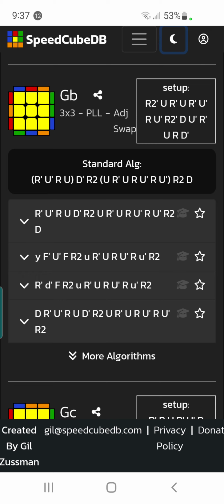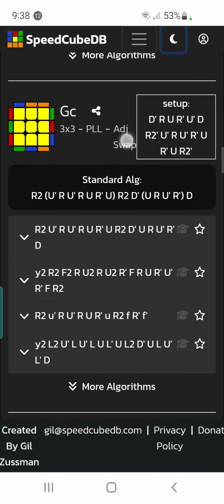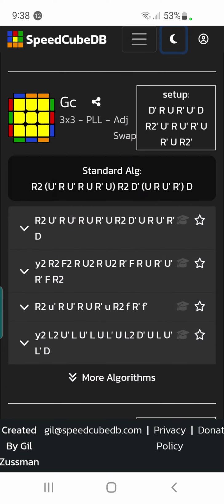Okay, so now do it again because there might be 4 GB perm algorithms to get the solved state. Yeah, there's 4 of the same algorithms you have to do for the GB perm to solve the whole cube.